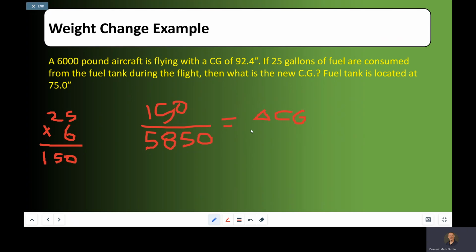We don't know how far the center of gravity moves yet. And our current CG is 92.4. That's the old CG. Subtract off where the weight is changing, 75.0. So just doing our math real quick. Difference of 17.4. Okay, yeah, 17.4. So there's your setup for this problem.